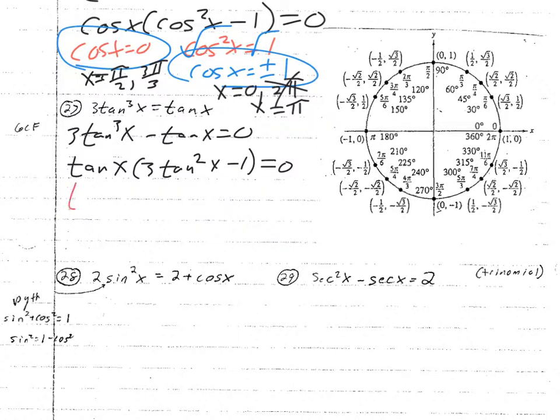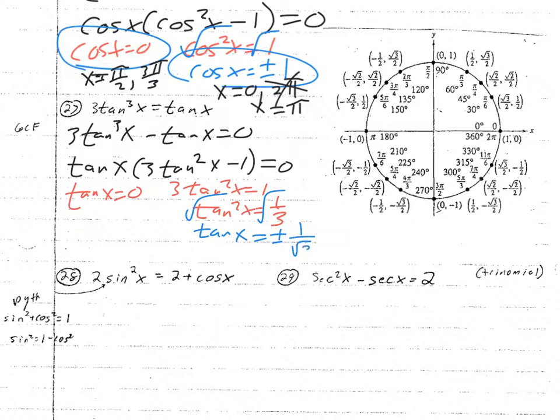I can't do it with the 3 in the front, so I'm going to use my 0 products. So one is going to be the tangent of x equals 0, and the other is going to be 3 tangent squared x equals 1. I need to divide by the 3, so tangent squared x is going to equal 1/3. And then I need to still keep going and take the square root. So tangent of x is going to equal plus or minus the square root of 1, which would be 1, over the square root of 3. From this point, I need to look these values up on the unit circle.